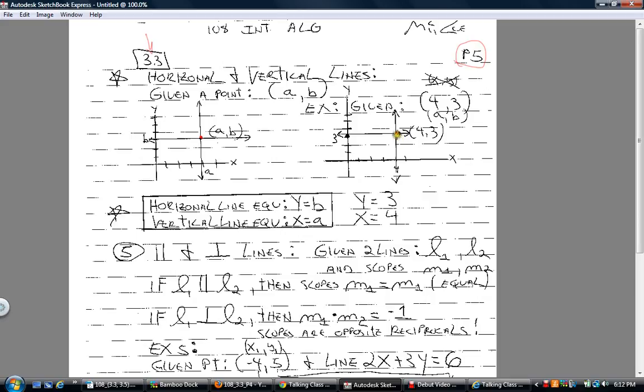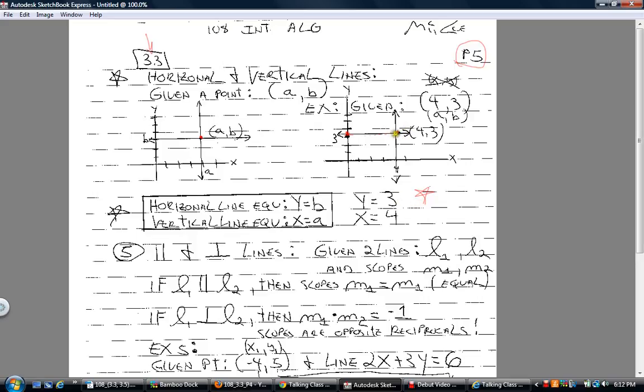If I asked you to write a line that is horizontal and goes through the point (4, 3), what I would do is find (4, 3), draw a horizontal line, and ask myself, where does it cross the y-axis? It crosses it at y equals 3, and you'd be done. That's all you have to do.